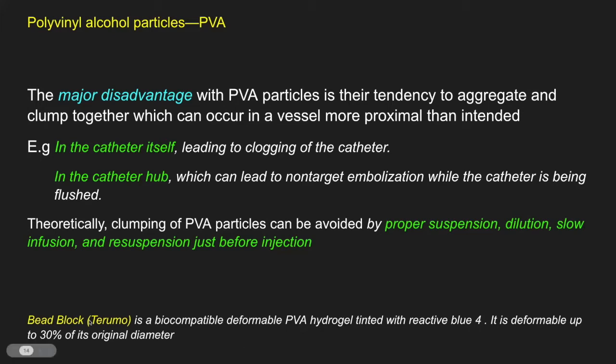So there are some PVAs which are made to avoid the problem of aggregation and clumping together, to avoid non-target embolization. BeadBlock from Terumo is a biocompatible deformable PVA that is a tinted hydrogel, and it is deformable up to 30% of its original diameter, to traverse the tortuous vessels and avoid clumping together.